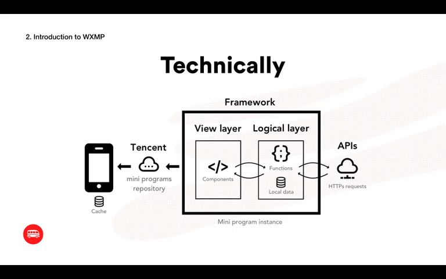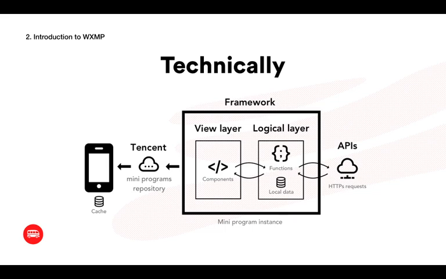If you've ever built a website or ever had any interaction with a web application before, then this might look pretty familiar, because a WeChat mini program in general is really just a website. Let's look at the framework in that box here. You have two parts. You have a view layer on the left, and then you have a logic layer on the right. That view layer on the left is mainly built of two different technologies or languages, which is HTML and CSS.